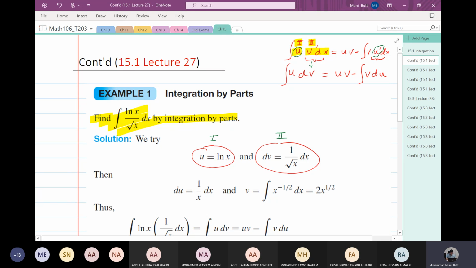Okay, so now since we know that if we select ln of x, what will be its derivative? u' is 1 over x. Agree? Can you hear me?